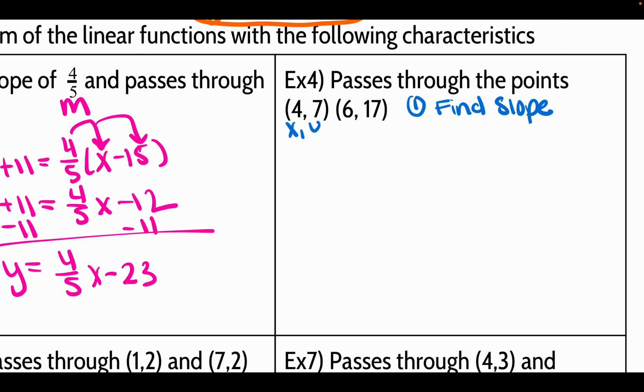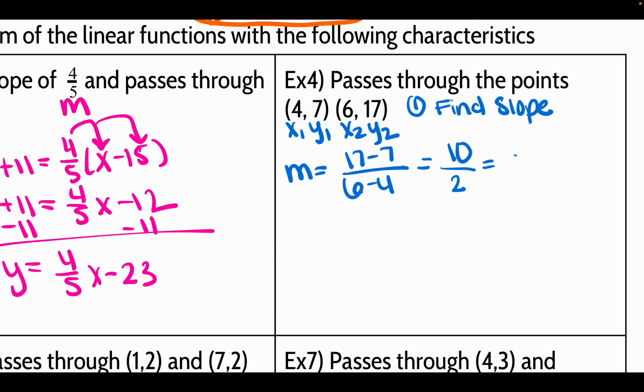So to find slope, you have to use your slope formula. So m equals 17 minus 7 over 6 minus 4. So we get 10 over 2, which is just 5. So that's our slope. Now we can pick a point and we can go into point slope form.